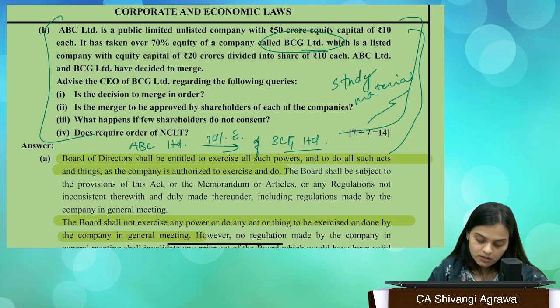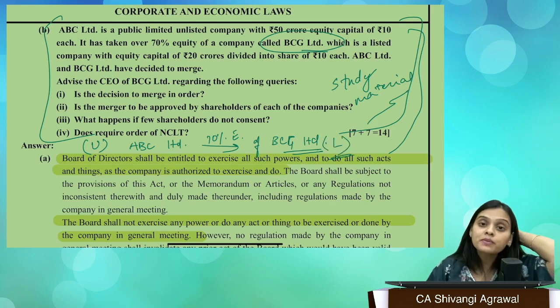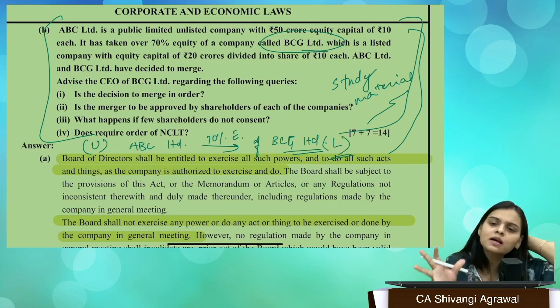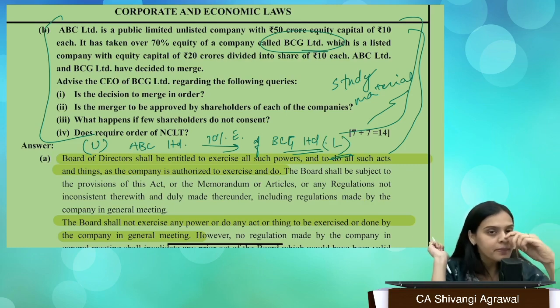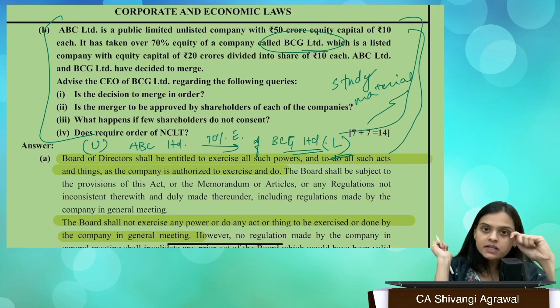Now this is also a listed company. ये अनलिस्टेड कंपनी है. ये लिस्टेड कंपनी. तो एक लिस्टेड कंपनी को इन्होंने टेक ओवर, मतलब एक लिस्टेड कंपनी को अपनी सब्सिडियरी बना लिया है. ठीक है, with equity capital of 20 crores divided into shares of 10 each.